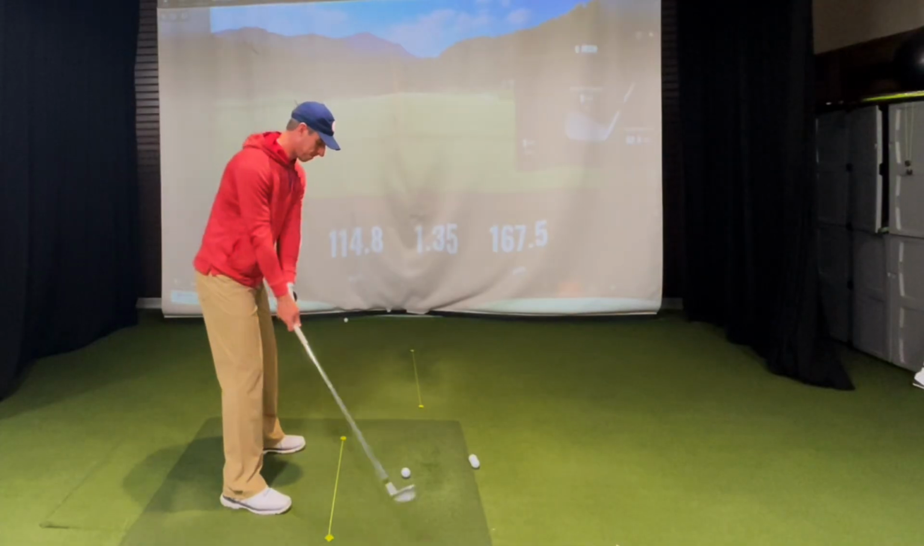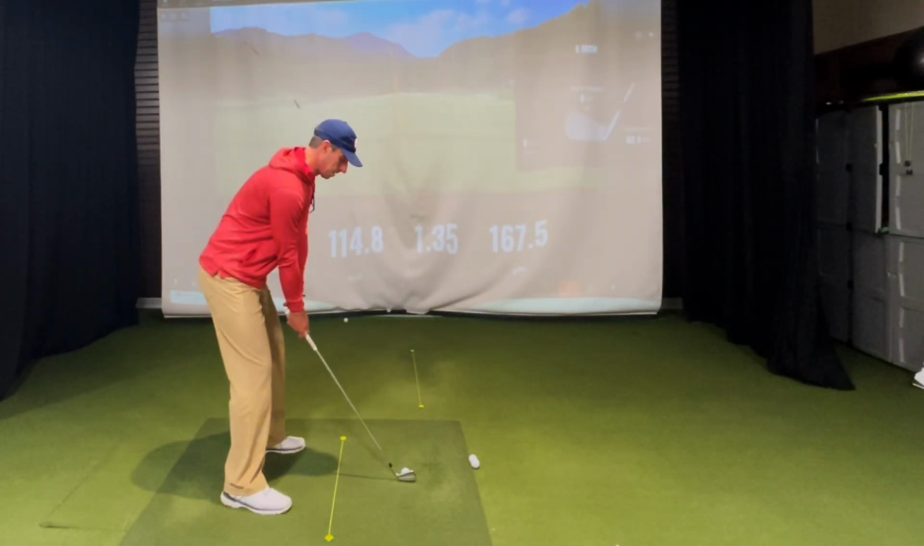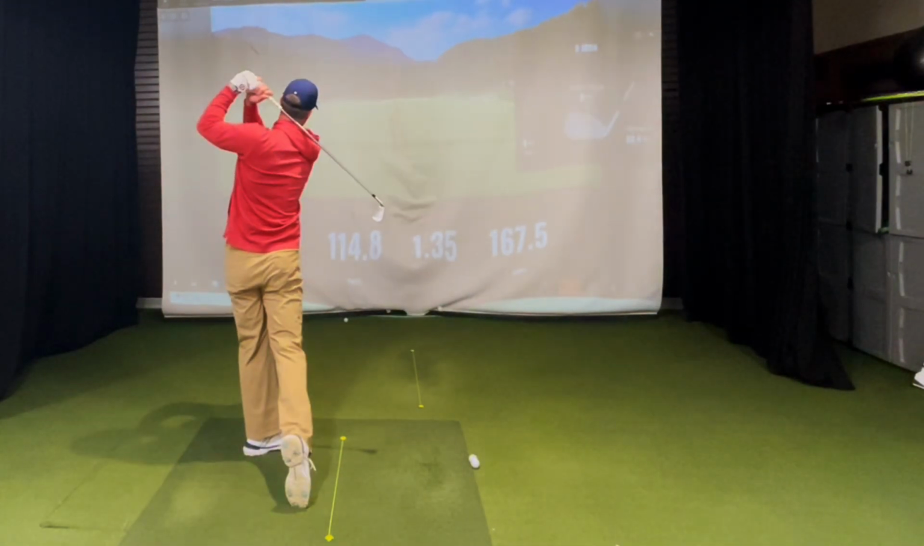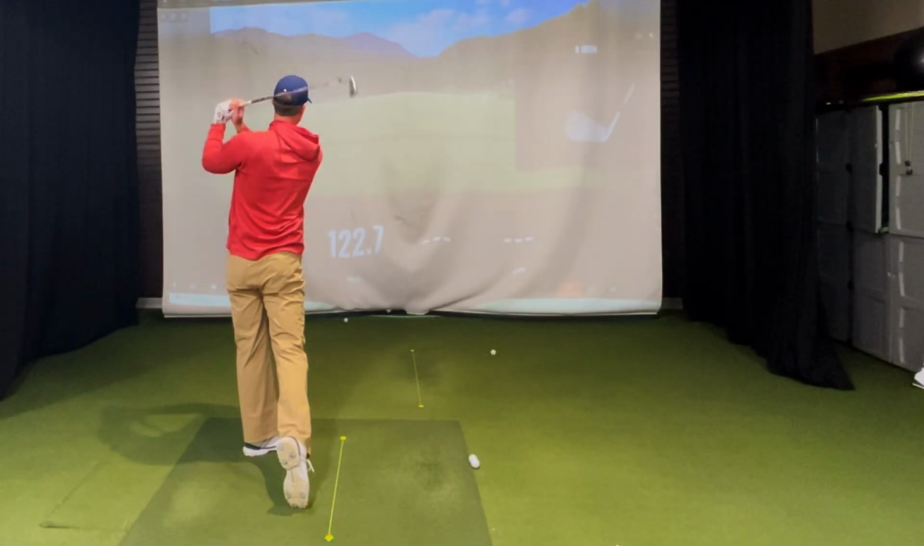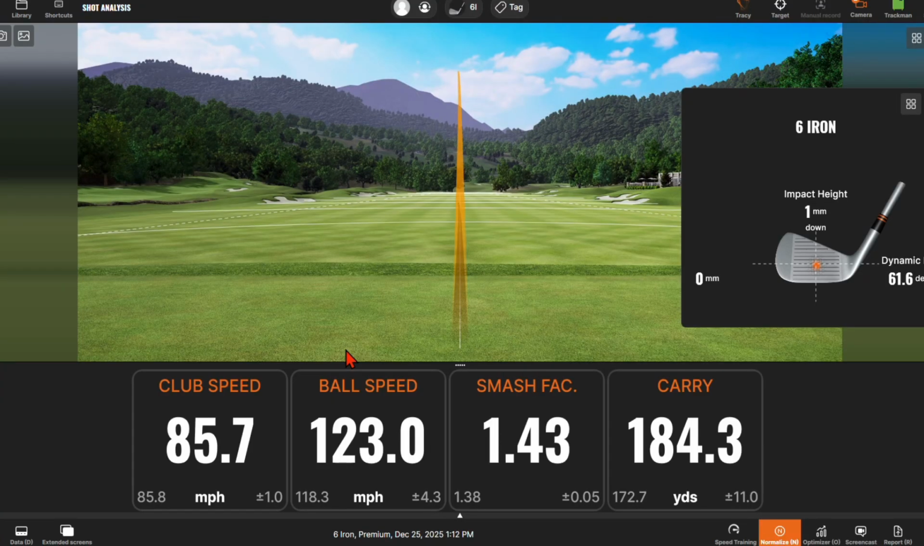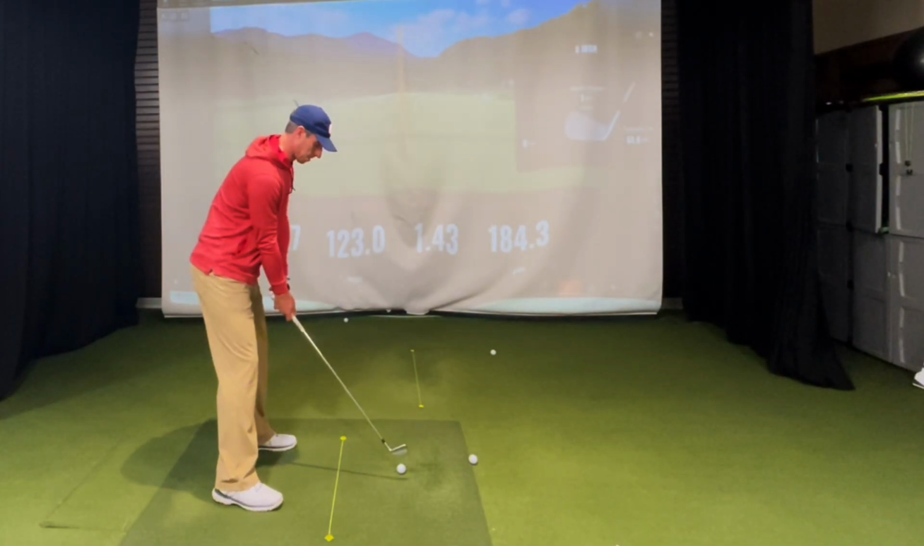I'm going to hit 2 shots here. I'm going to try and deliver really similar club speeds, and I'm going to hit them on different parts of the face. The first one, you can see my 6-iron's going 85 miles an hour. The ball's right on the center of the face. So I get 123 miles an hour of ball speed and a 184-yard carry.